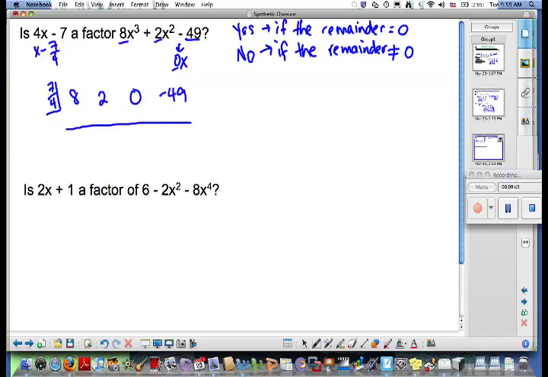We bring down the 8. 7/4 times 8 is 14. 2 plus 14 is 16. 7/4 times 16 is 28. 0 plus 28 is 28. 7/4 times 28 is 49. Negative 49 plus 49 is 0. Our remainder is 0, so yes, 4x minus 7 is a factor.